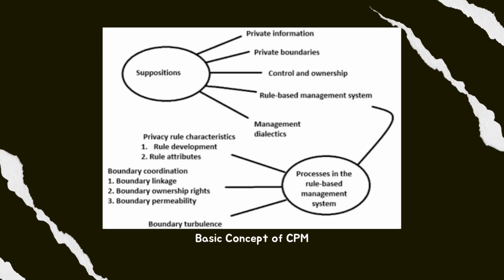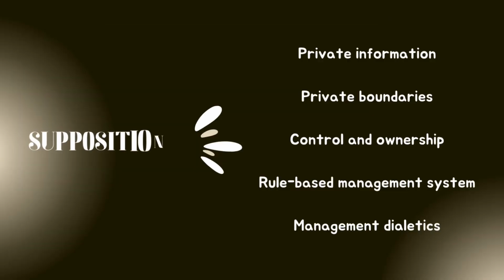Okay, so these are the basic concepts of CPM. We have suppositions, private information, private boundaries, control and ownership, rule-based management system, and management dialectic.